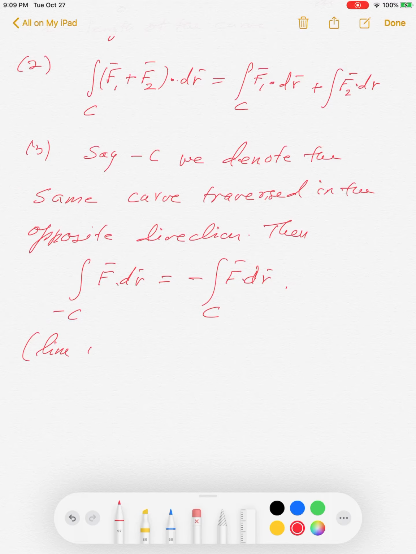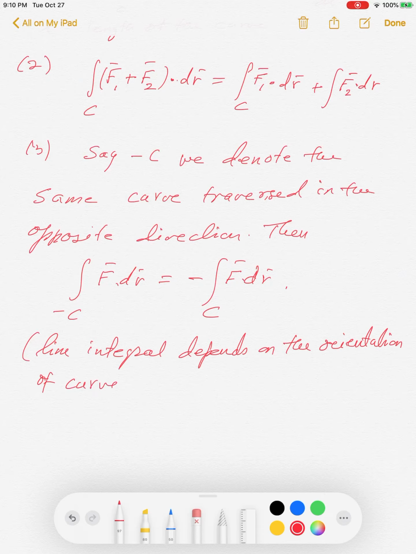So the line integral is orientation dependent. So the line integral depends on the orientation of C.